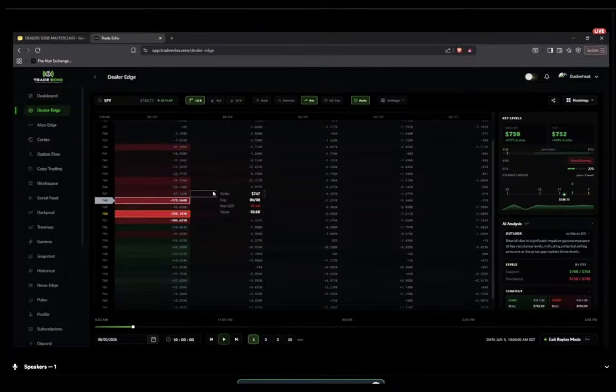Okay. So on this replay, we're going to be looking at SPY. You guys can pull up Dealer's Edge on 6/5, 2026, 10 a.m. So we're going to be looking at the key levels. Let me know when you guys have it pulled up, and we'll go through it together.